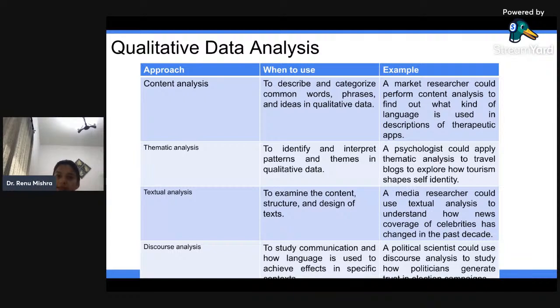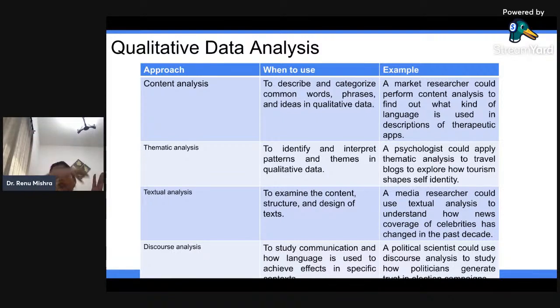Then thematic analysis: you identify the patterns, you identify the themes. What are the themes or patterns in the given data? For example, a psychologist could apply thematic analysis to travel blogs to explore how tourism shapes self identity. Means, for example, the people who travel more often become confident. So tourism impacts the confidence of the travelers.